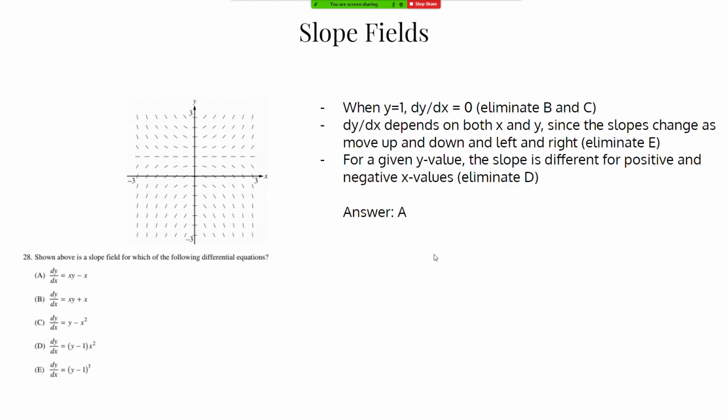Slope fields. So just know how to... this is just an example of a slope field question. What is the differential equation for the slope field? I see a horizontal line here, so that shows that dy/dx is equal to 0 when y is 1. So we can eliminate b and c.